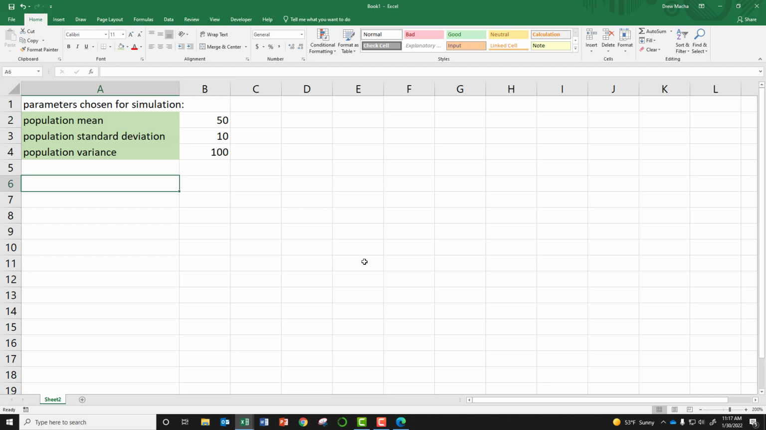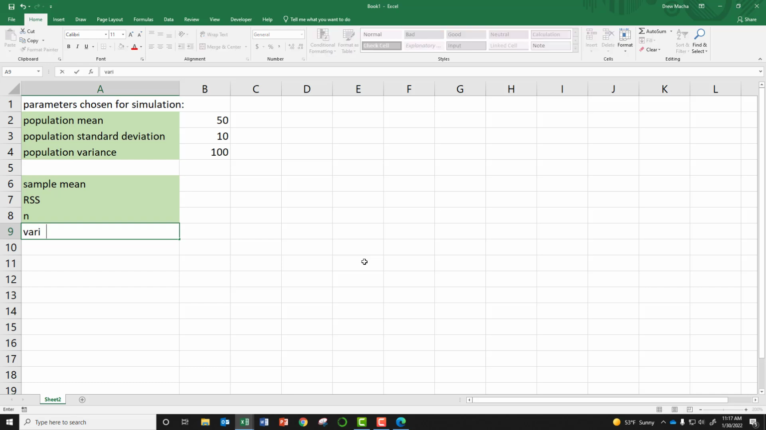What I need next is I'm going to calculate sample mean, I'm going to calculate RSS, I'm going to calculate obviously sample size, variance using n in the denominator, and then I'm also going to calculate variance using n minus 1 in the denominator. Not n times n minus 1, that's a typo. And of course we're talking about sample variance.